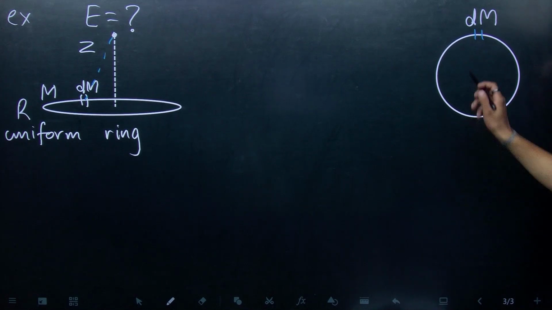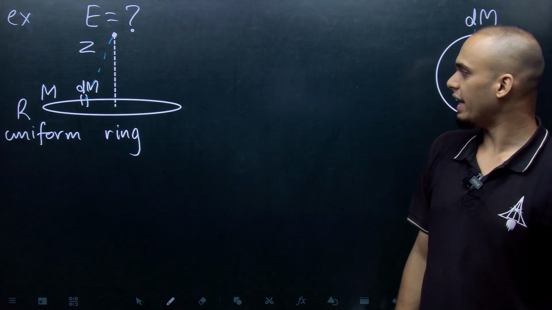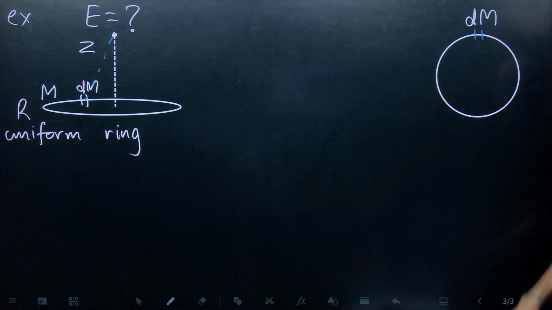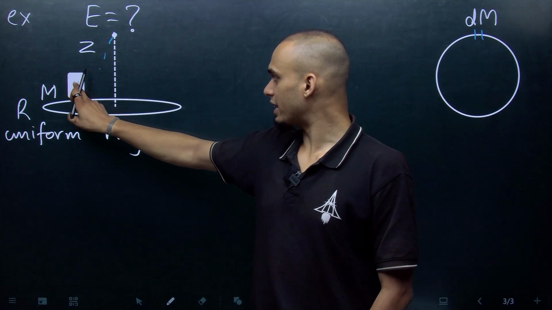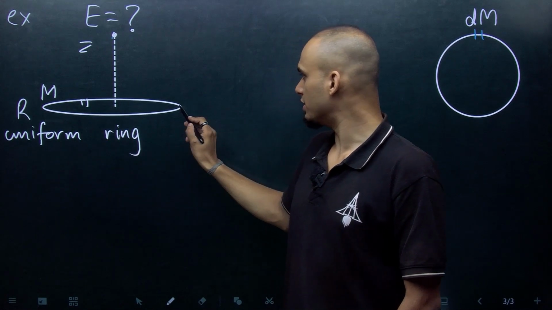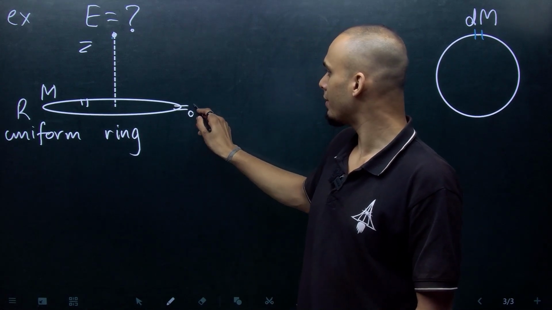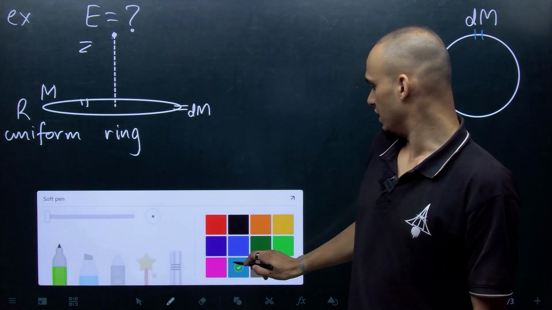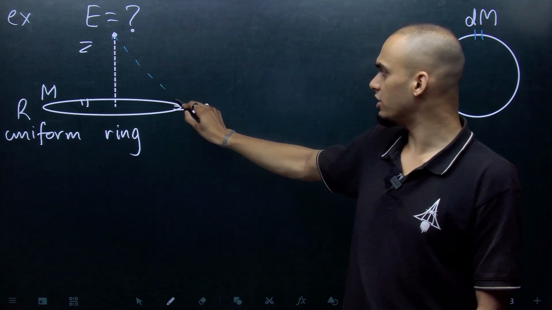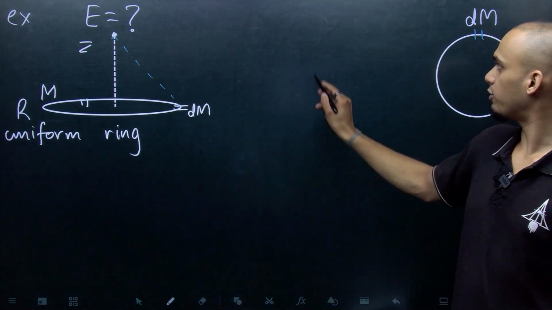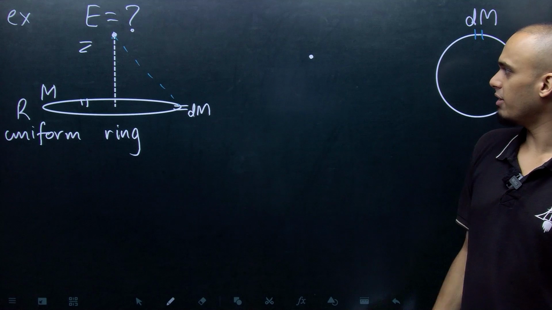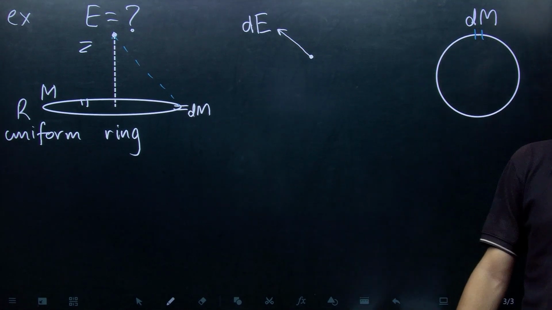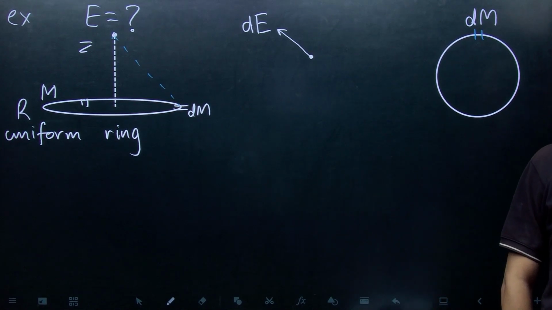We know that this mass element dm will exert a force. Let us draw the mass element at the extreme point for easier visualization. This is the mass element dm at the extreme point, and it will exert a force in the direction joining the 2 points. So if we draw a force on this point, there will be one force dF or gravitational field dE along this direction, right?